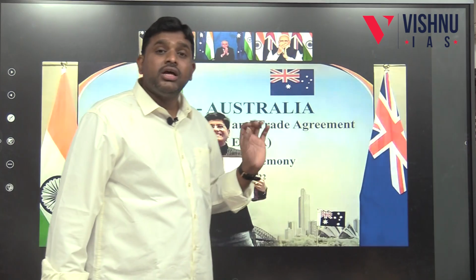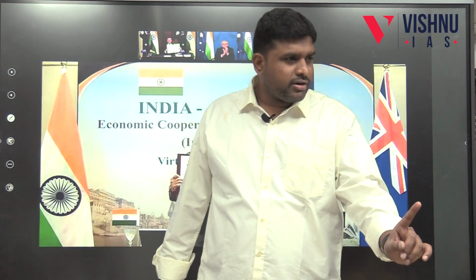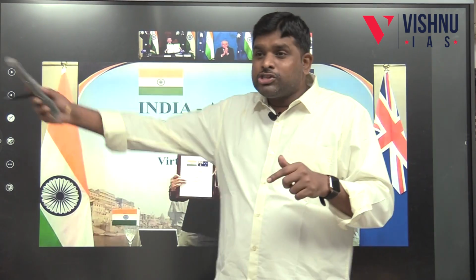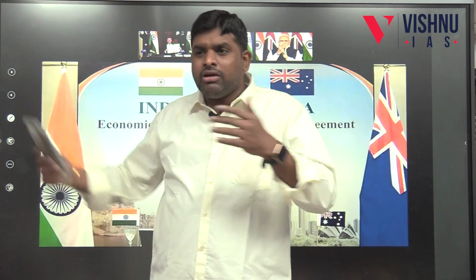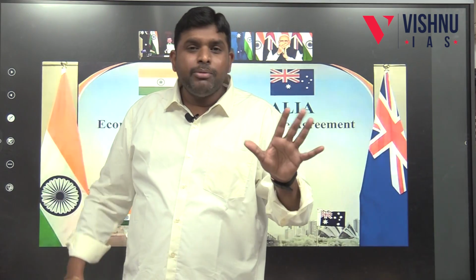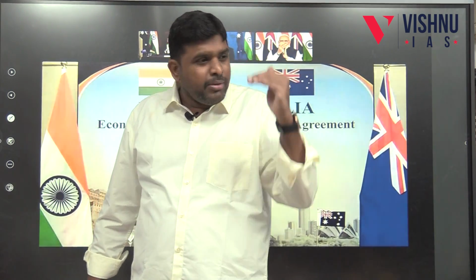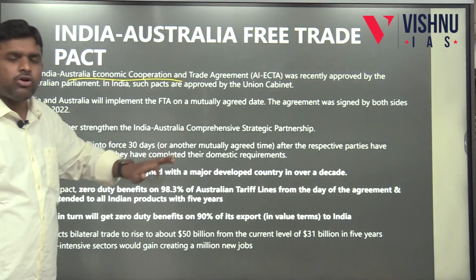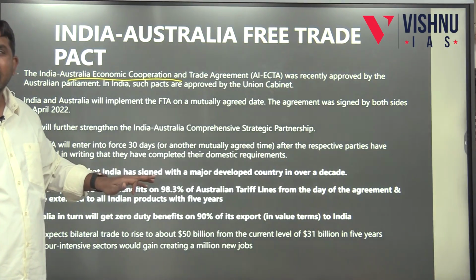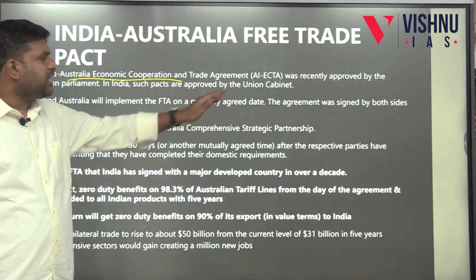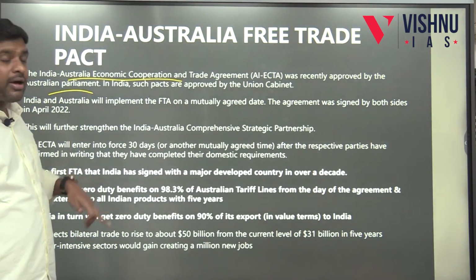Why is it in news? Since last 1 decade, we don't have any Free Trade Agreement with developed countries. After a long time, we had a Free Trade Agreement with a developed country. When we have a Free Trade Agreement with developed countries, we will be benefited. Why? Because for the goods going or coming, there will be no discriminatory pricing, there will be no discriminating taxes, so the amount will be less. The India-Australia Economic Cooperation and Trade Agreement, ECTA, was recently approved by the Australian Parliament.